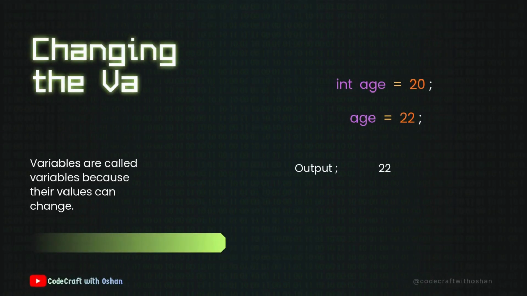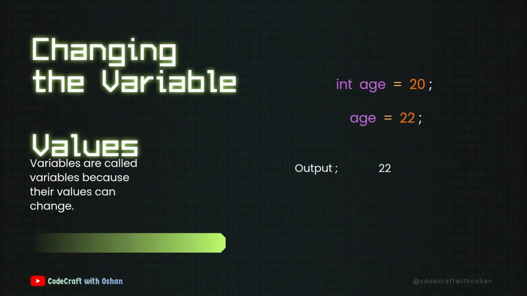So this is why we call it a variable, because the value can change. Even after we give it a value, we can change it later to something new, and the program will just use the newest value. This can happen anytime while the program is running.